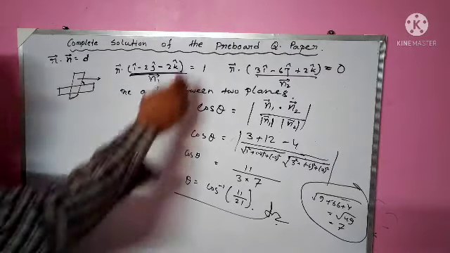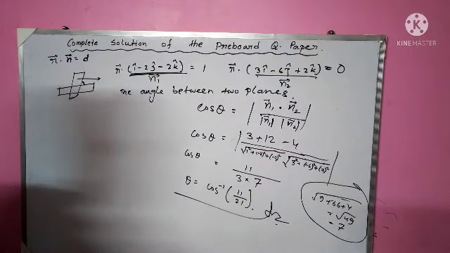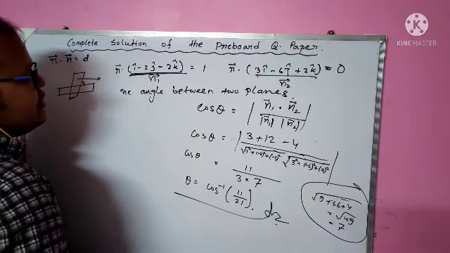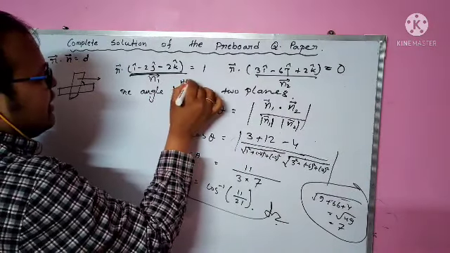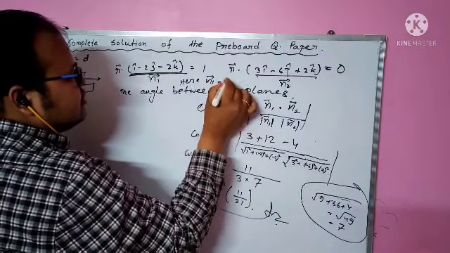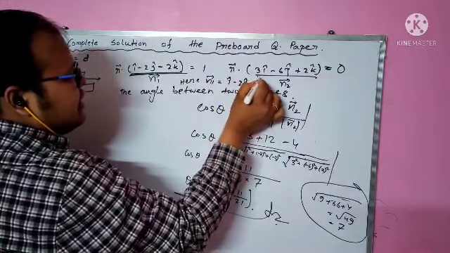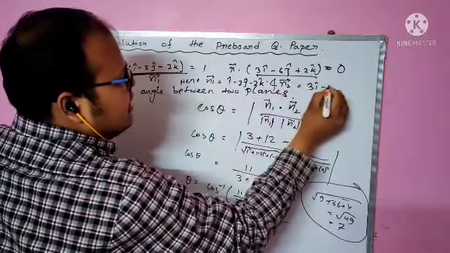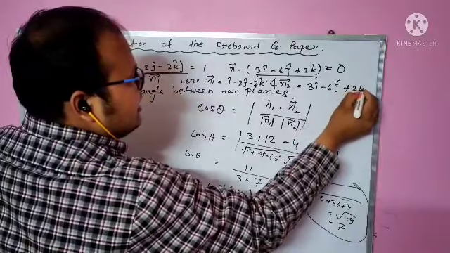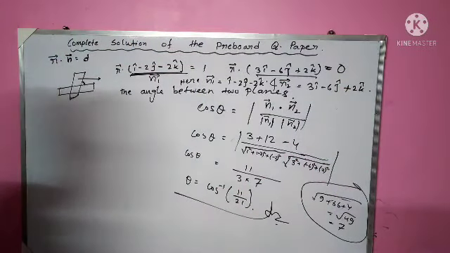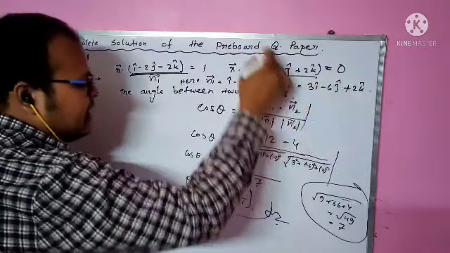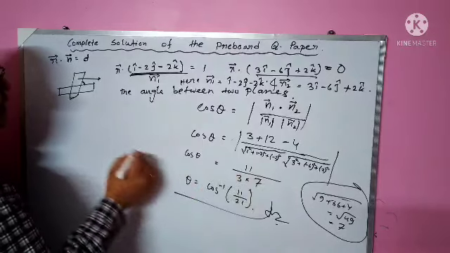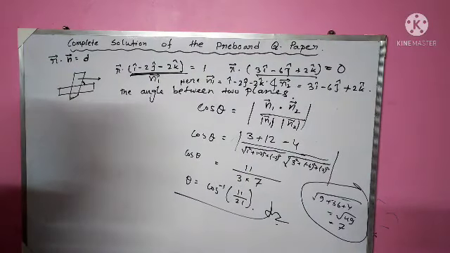If you do this much, you will get 2 marks completely. You have to write which one is n1 and n2. Here the n1 vector equals i minus 2j minus 2k, clearly write this, and the n2 vector equals 3i minus 6j plus 2k. First mention which is your n1 vector and n2 vector, then write the formula and put the values in it. This is the way you can get full marks.